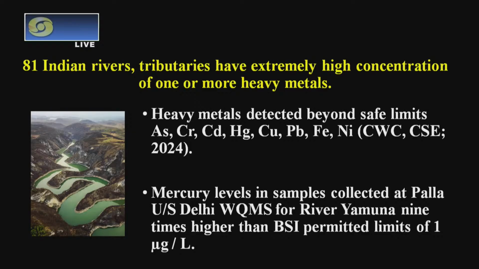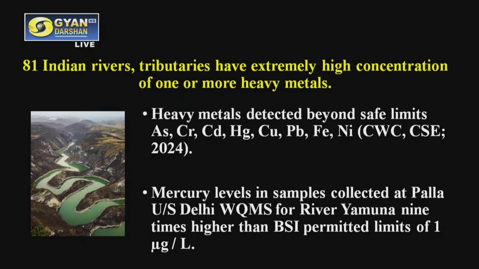81 Indian rivers and their tributaries are toxic and they have a high concentration of one or more of the heavy metals. We find that the heavy metals detected beyond the safe limits include arsenic, chromium, cadmium, mercury, copper, lead, iron and nickel. This was a report jointly prepared by the Central Water Commission and the Centre for Science and Environment in the year 2024.